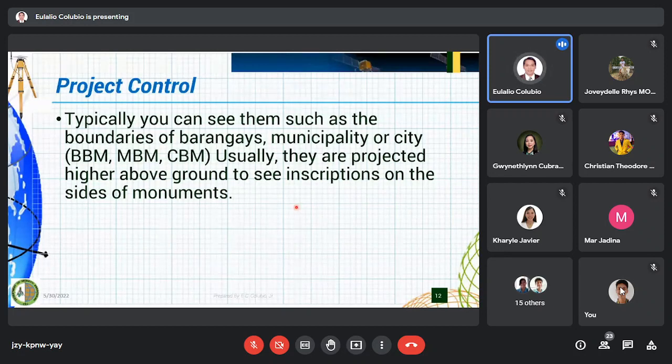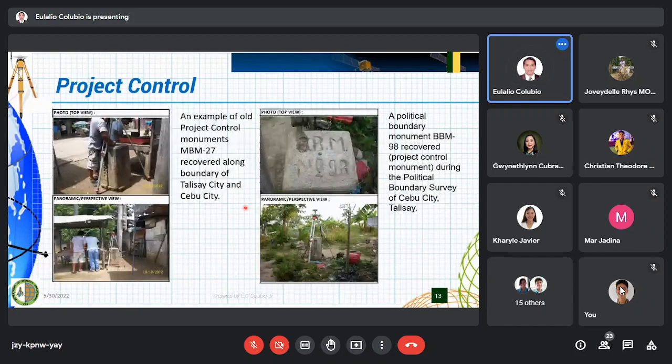So later on I will give you the sample pictures of the project control. Typically these are boundaries of cities, barangays, or provinces. So their height is higher in order to accommodate the letterings on the side of the monuments. These are examples of project control.